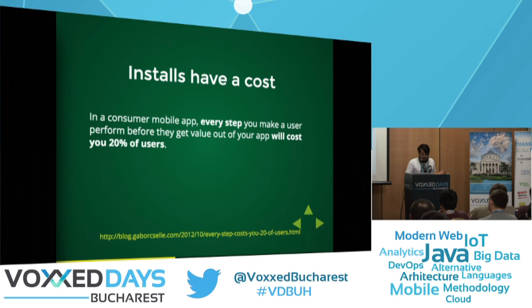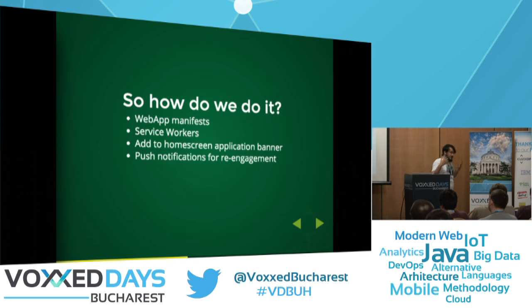So what can we do about it? Well, we can create progressive web apps. And progressive web apps are created by using web app manifests. They need to have service workers in order to function. They allow the user to add the app to the home screen, and they provide push notifications for re-engagement.